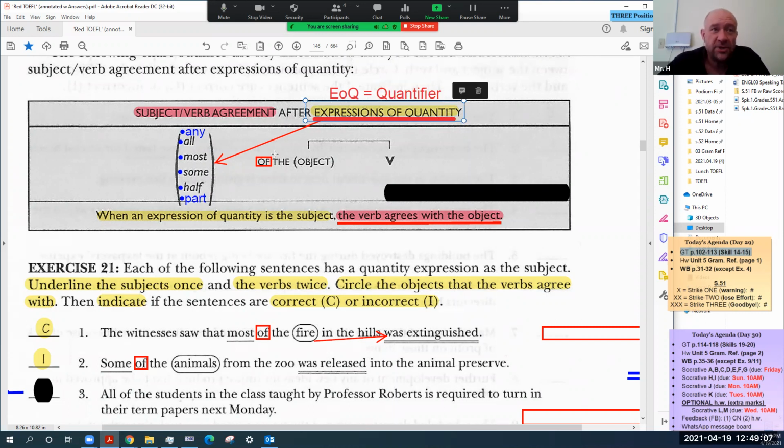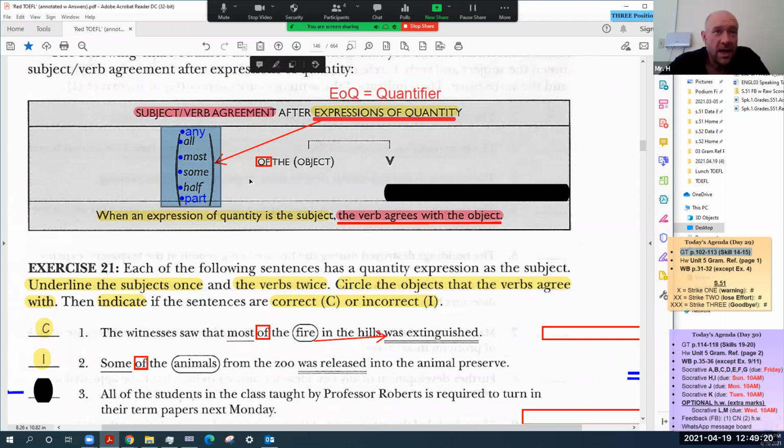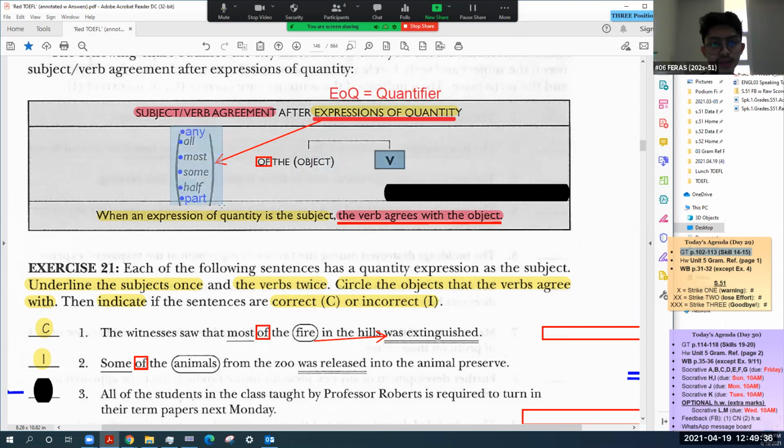How many do you see here, Faraz? Six. Can you say them? Any, all, most, some, half, part. And then what do we see in this formula? Do we match the subject to the verb in this? Should I match the verb to the subject? No. How do I do it? I match the verb to the object.